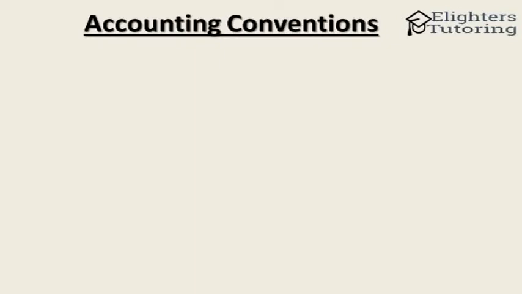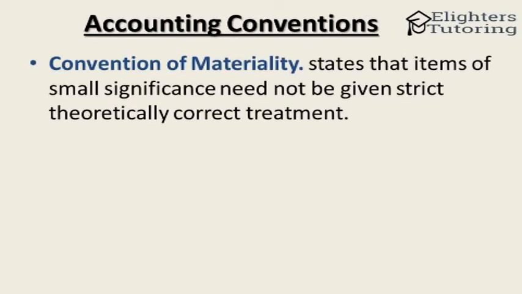Let's go to the conventions. Accounting conventions, starting with the first convention of materiality. It states that items of small significance need not be given a strictly theoretically correct statement. So they are not really supposed to be recorded.